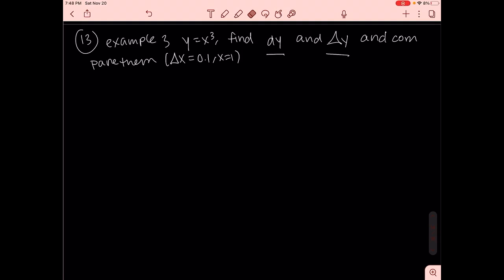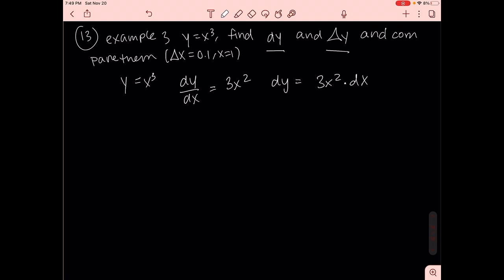Okay, so let's move on to our third and final example for differentials. And this problem is slightly different because we're given new pieces of information. So in this problem, they're asking us to find dy and delta y for the function y is equal to x cubed and compare them. And they're giving us these two new pieces of information, delta x and x. So let's just start by doing the same process that we have been doing for the other problems. y is equal to x cubed, that means dy over dx is equal to 3x squared, and that means that dy is equal to 3x squared times dx.